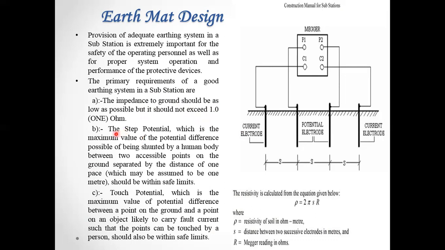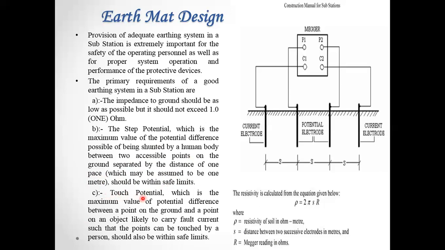The second important requirement is the step potential. What is the step potential? It is the maximum value of the potential difference possible of being shunted by a human body between two accessible points on the ground, separated by the distance of one pace. What is the distance there? It should be 1 meter, and it should be within the safe limits. It should not go beyond that.